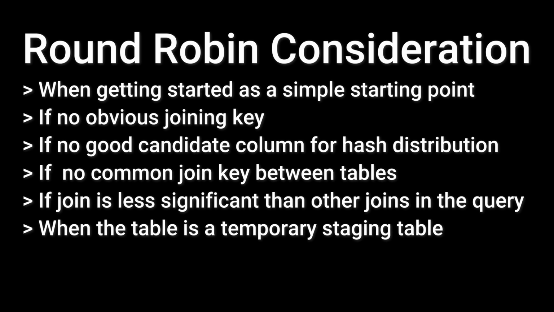Consider using round robin distribution for your table when getting started, as a simple starting point, since it is the default. Use it if there is no obvious joining key, or if there is no good candidate column for hash distributing the table, or if the table does not share a common key with other tables. We can also use round robin distribution if the join is less significant than other joins in the query, or when the table is a temporary staging table.